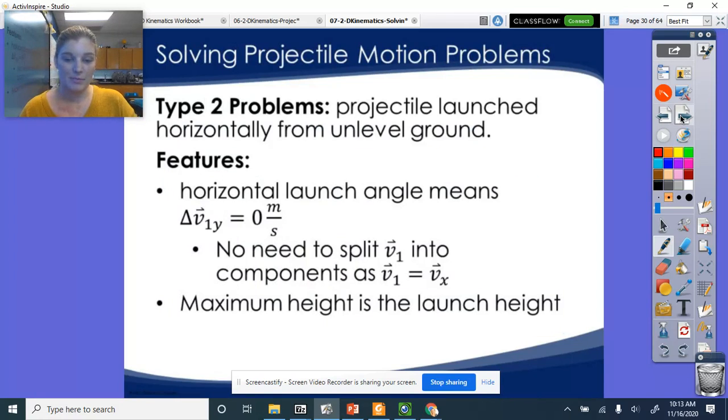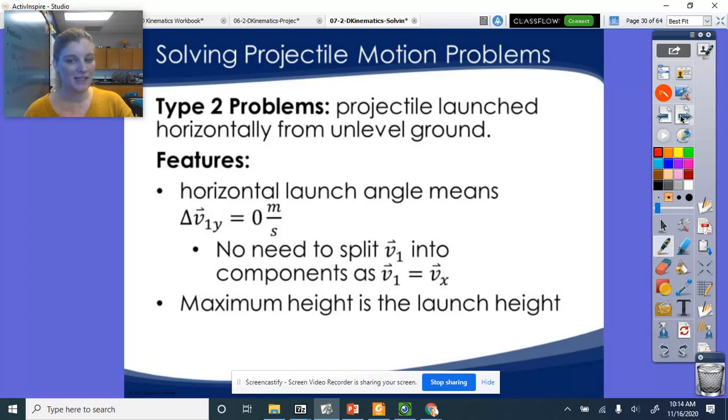Okay, next type of problem. So we have a projectile that's launched horizontally from unlevel ground. A horizontal launch means that like you're shooting a gun or a cannon or something like that. So our velocity in the y is going to be 0 because we're not going up or down, we're just going straight across. So we don't even have to worry about splitting that initial velocity into anything because the only velocity that we're going to have is in the x direction.